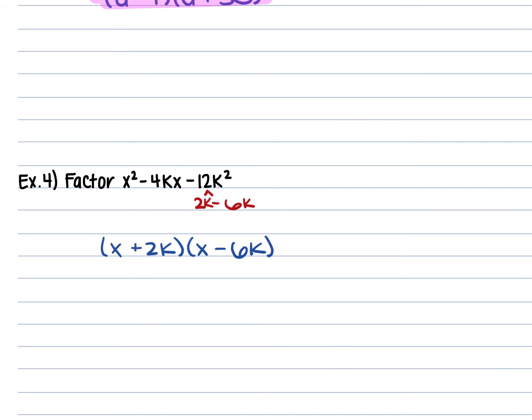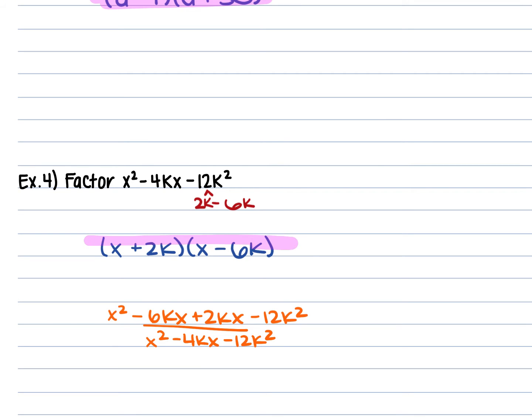And again, if we FOIL this out, we do x times x, that's x squared. x times negative 6k is negative 6kx. 2k times x is 2kx. And 2k times negative 6k is negative 12k squared. If we combine those like terms, we just have x squared minus 4kx minus 12k squared, which is what we had in the very beginning. So we know that x plus 2k times x minus 6k is that trinomial factored out.